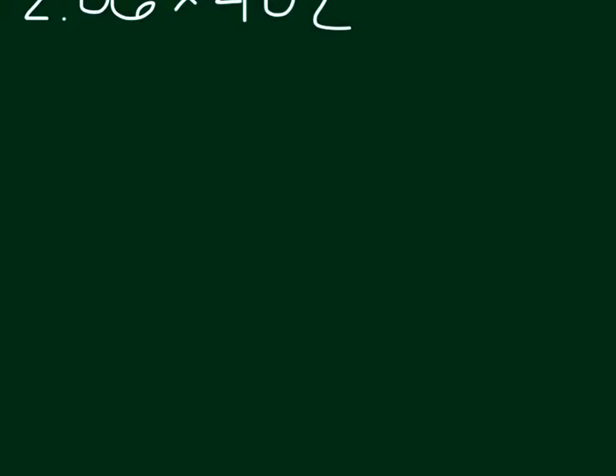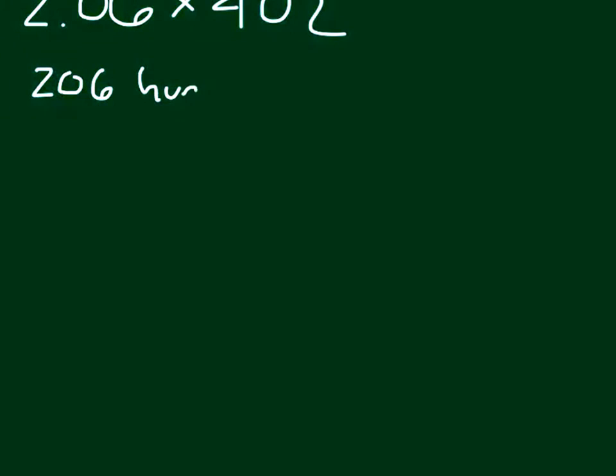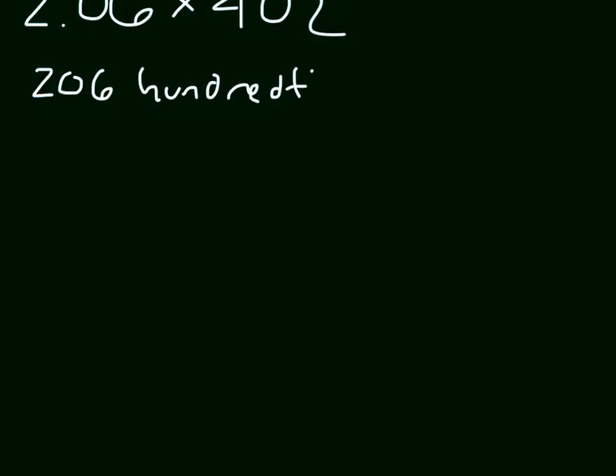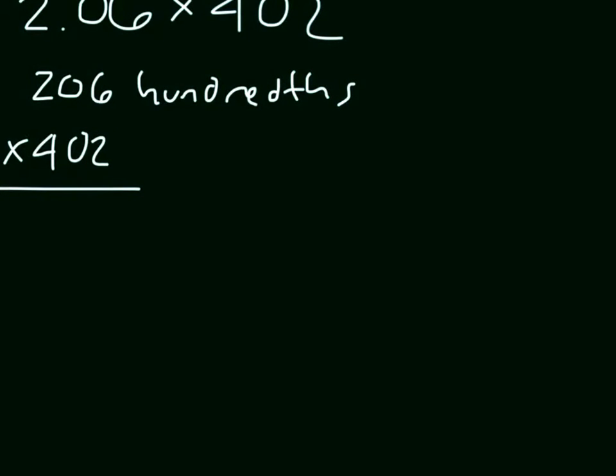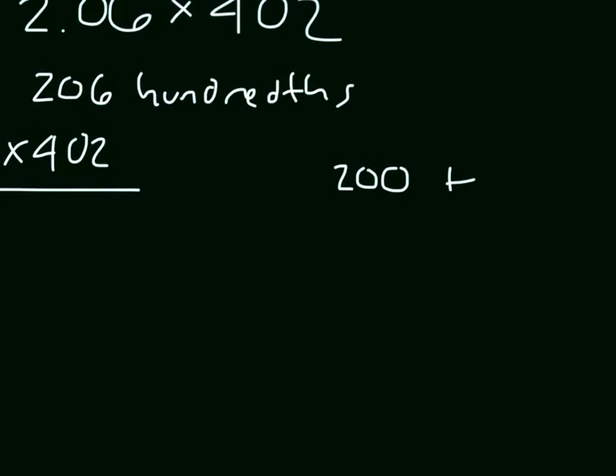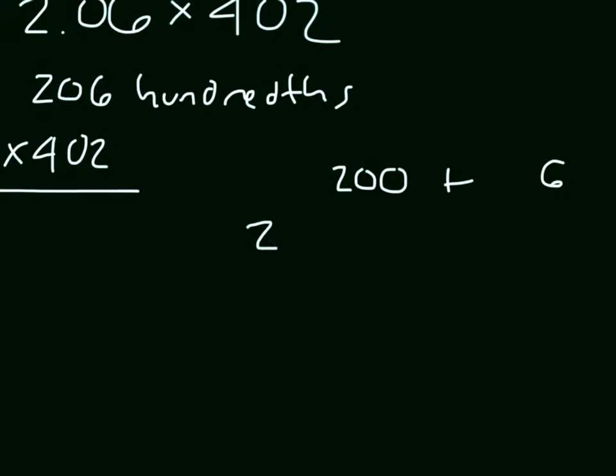Here's another problem. Let's set this up a different way. We have 2.06 times 402. That would be 206 hundredths times 402. Let's go ahead and set this up using an area model. 206 could be broken down into 200 plus 6. 402 would be broken down into 2 plus 400.